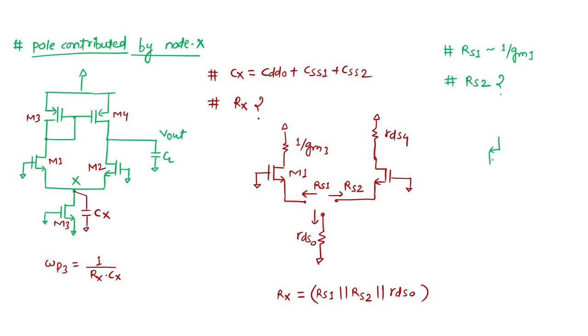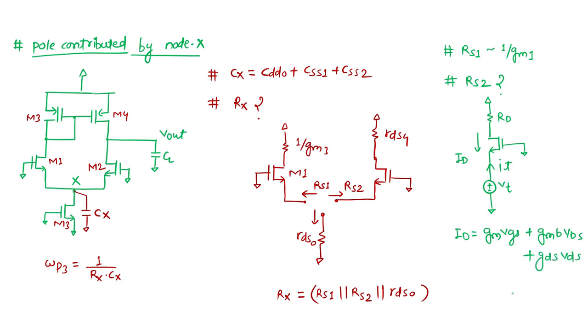Let this be my M2 and this impedance I'll call RD for the timing, and here I want to calculate, so I'll apply a voltage source VT and this is the current IT. Okay, we want to see it. If I directly write this for ID, we know that ID equals GM VGS plus GMB VBS plus GDS VDS. So I consider my GM is dominating over GMB plus GDS.